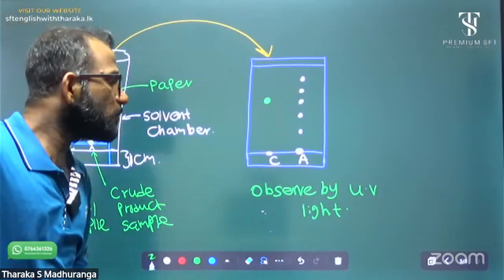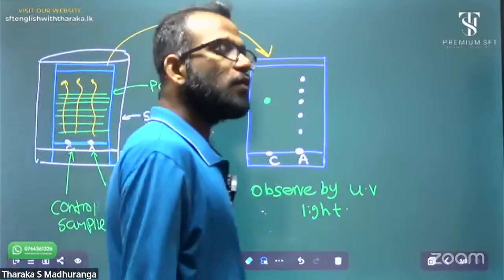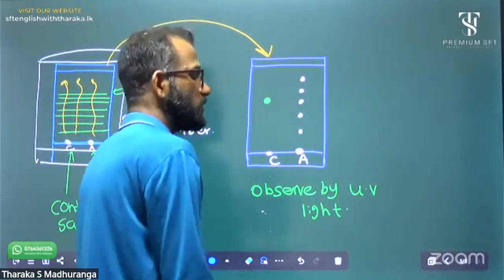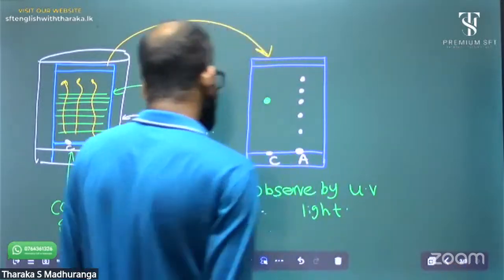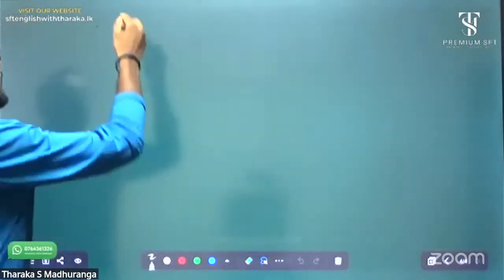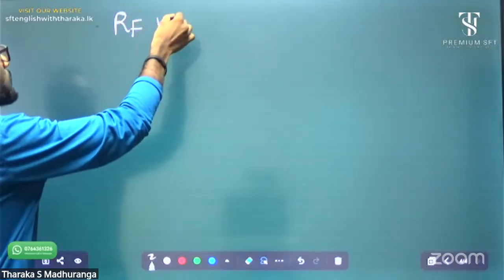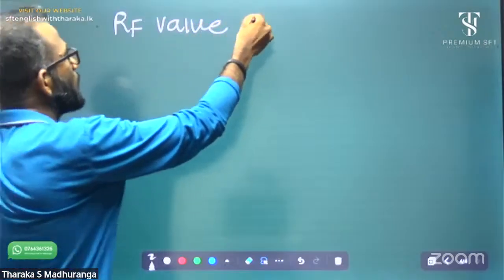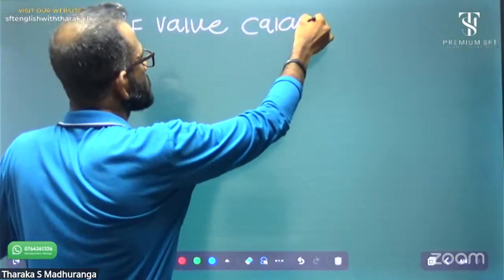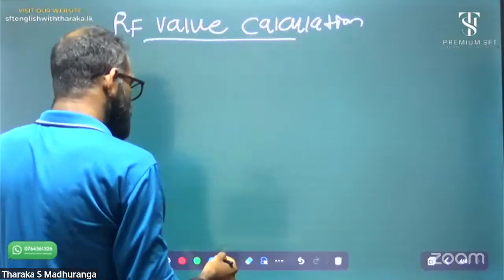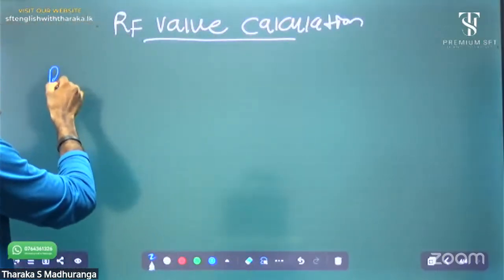Okay, now we have another calculation that we call the RF value calculation. RF value calculation means we have a simple equation.